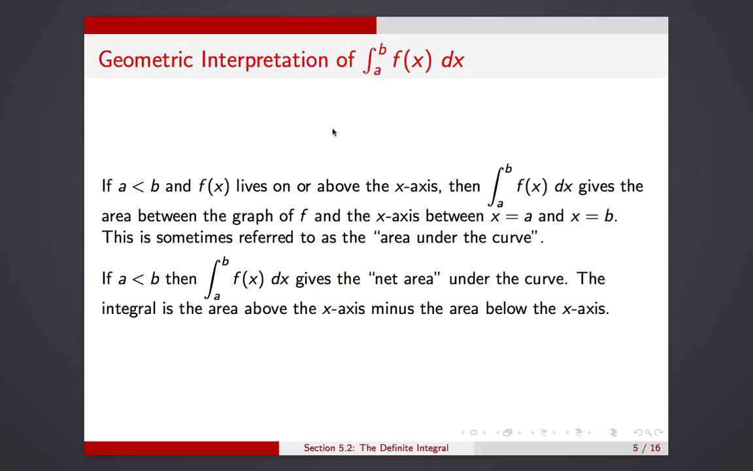If a is less than b and f of x lives either on or above the x-axis, then the integral gives you exactly the area between the graph of f and the x-axis, and it gives you that area between x equals a, where you start, and x equals b, where you end.